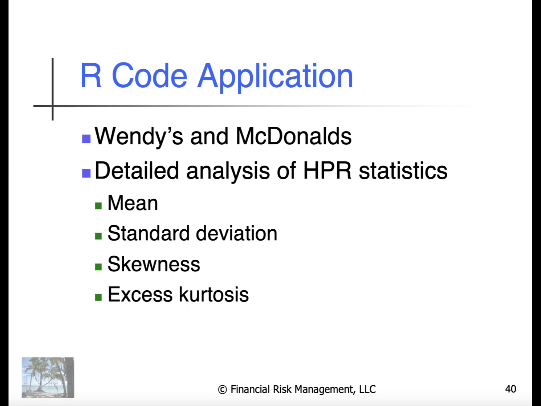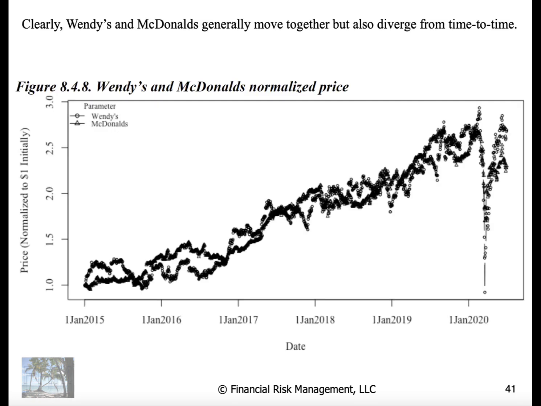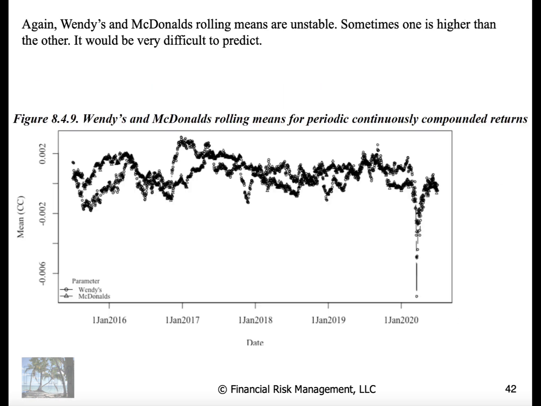The R code provided can contrast different stocks. For example, we'll do a quick study of Wendy's versus McDonald's. We'll do a detailed analysis of holding period returns, and we'll highlight a few things that can be discerned when comparing statistics of various companies. So the first thing we observe here is the normalized price between Wendy's and McDonald's, and my conclusion is you really can't tell a difference. Sometimes Wendy's does better than McDonald's, other times McDonald's does better than Wendy's. They all tend to move with the fast food industry.